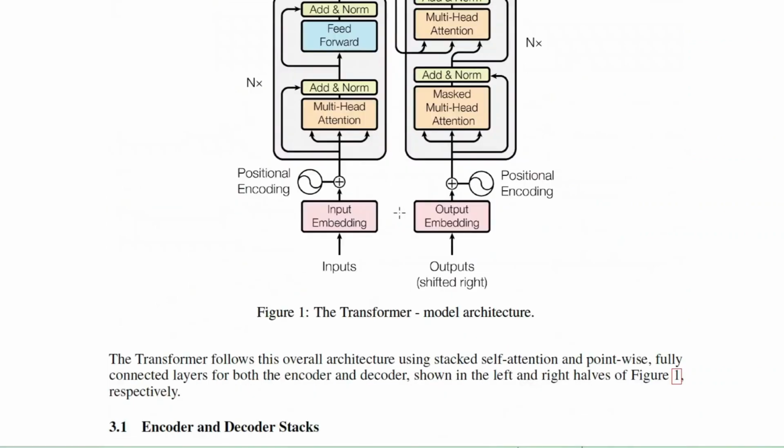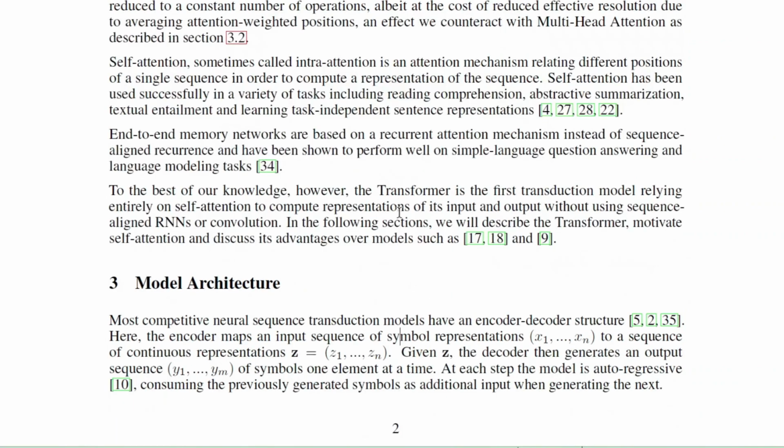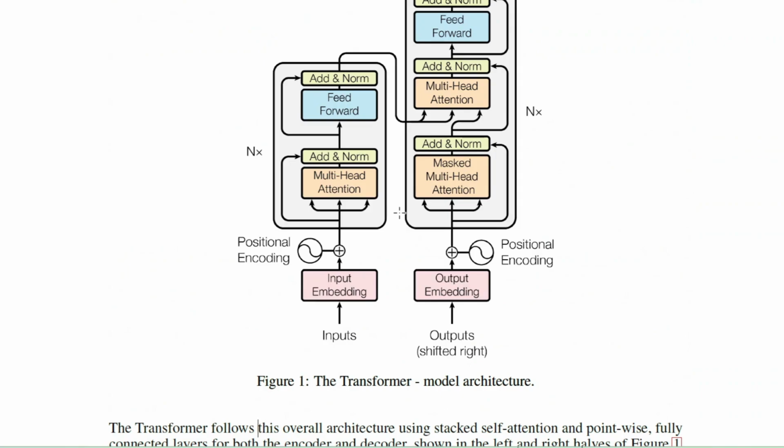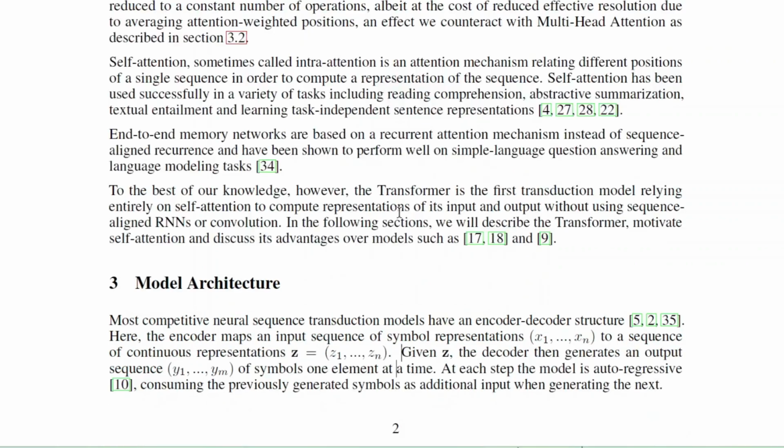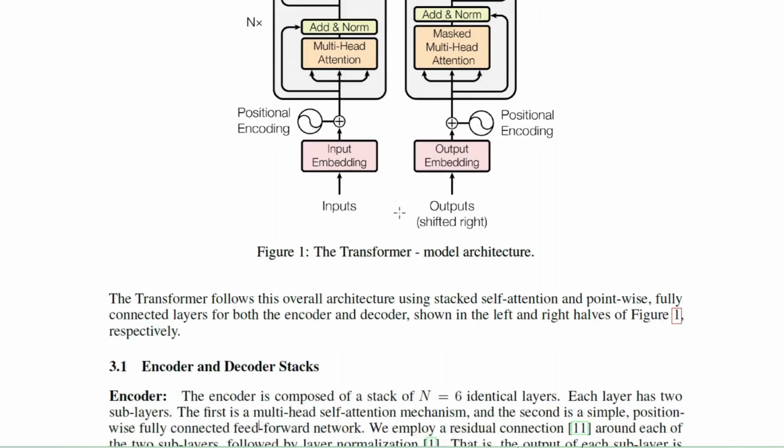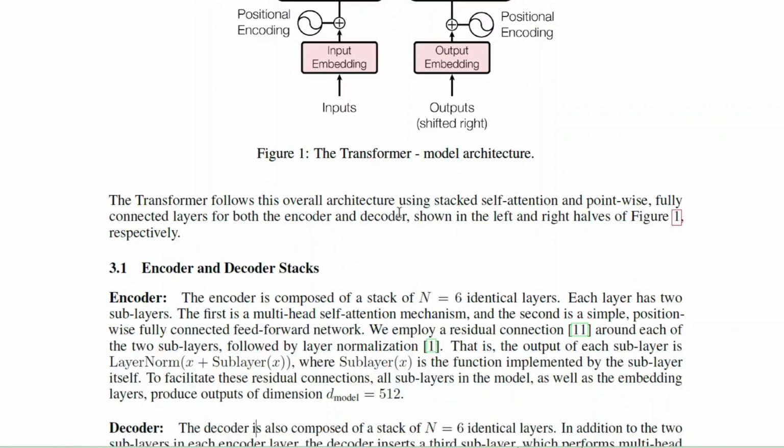Now let us go to the Transformer model architecture which was given in this paper. We can see we have an input embedding and a positional encoding. We have multi-head attention and a feed-forward mechanism. When we talk about the output embedding, we again have positional encoding and multi-head attention. The feed-forward output goes to multi-head attention, then it uses masked multi-head attention, takes it to feed-forward, and at last it gives the output. The Transformer follows this overall architecture using stacked self-attention and point-wise fully connected layers for both the encoder and decoder, shown in the left and right halves.